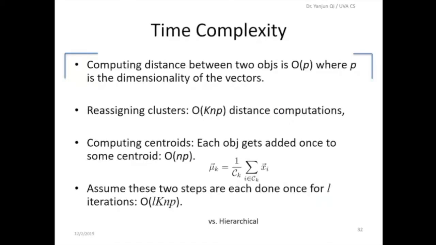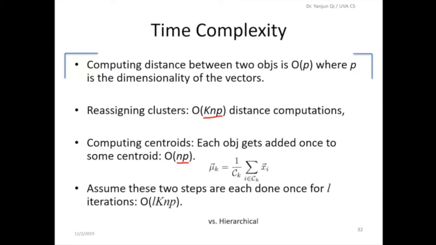So O(KNP) is about reassigning clusters. O(NP) is recalculating the center. And you also have two terms, because KNP dominates the NP. So in the summation, because it's an iteration, right? It's a summation relationship, and the dominating cost is reassigning the clusters.